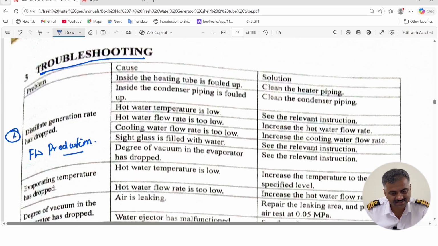So low production, as in the alpha level also, the first troubleshooting is related to low production. Okay. Now let us see why a freshwater generator will produce a lesser amount of freshwater.